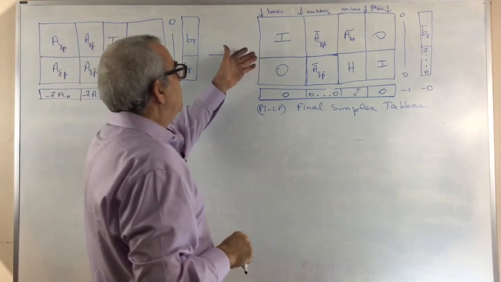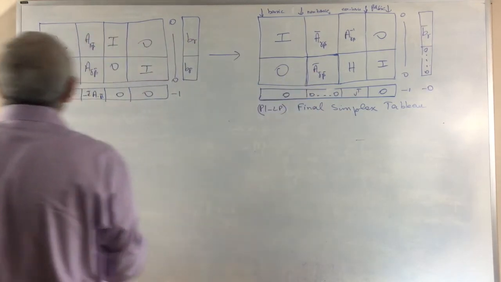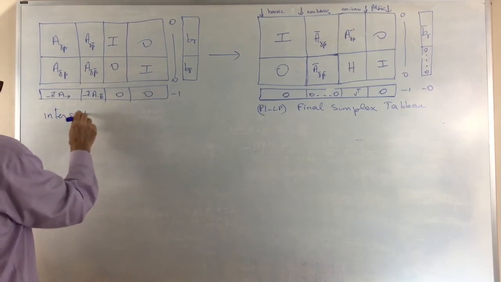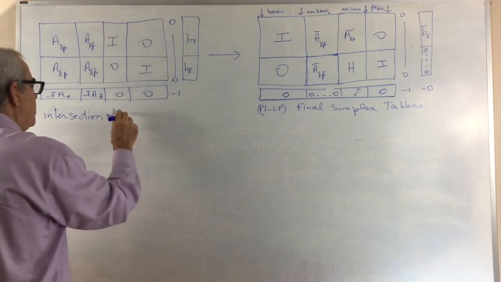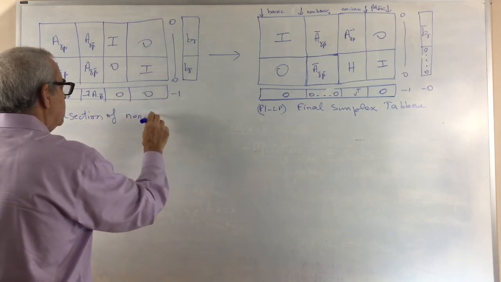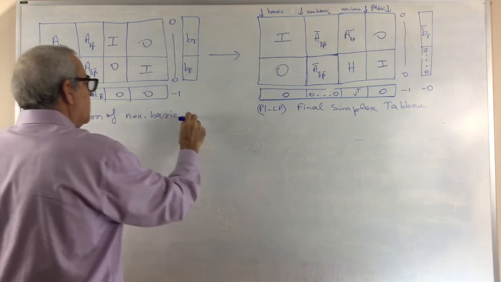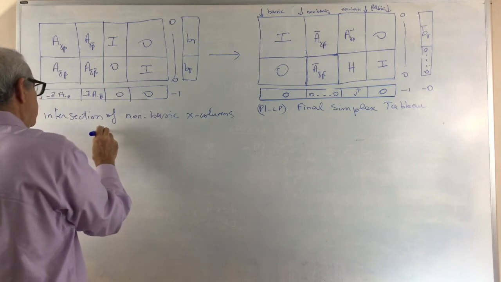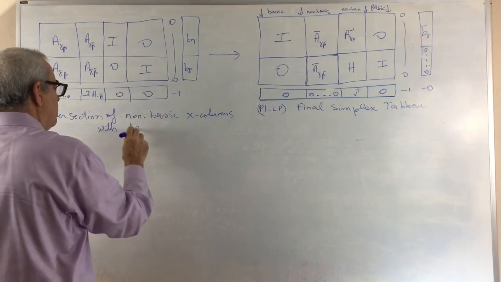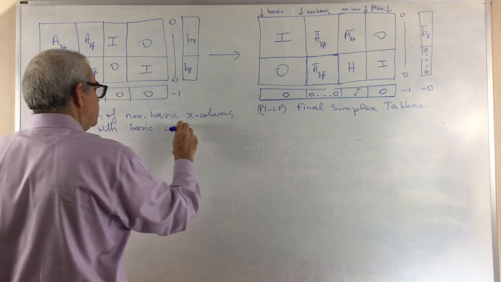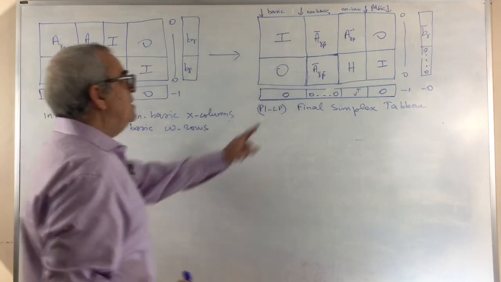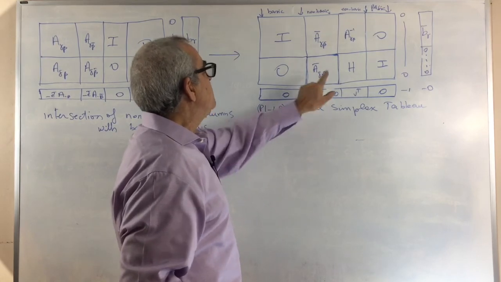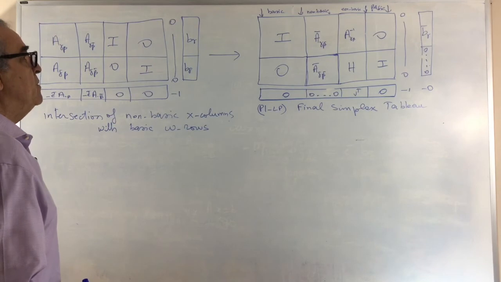In my picture here, it's a nice rectangle, but the reality is it's the intersection of non-basic x columns with basic w rows. It's B bar of gamma bar. Gamma bar is the basic w rows, and beta bar is the non-basic w rows.